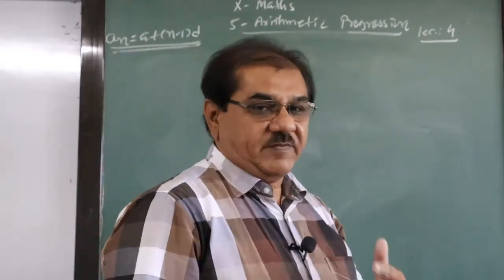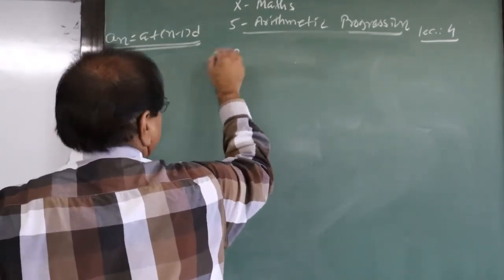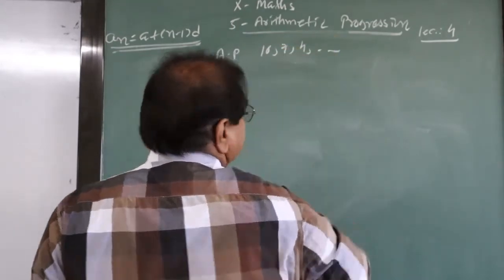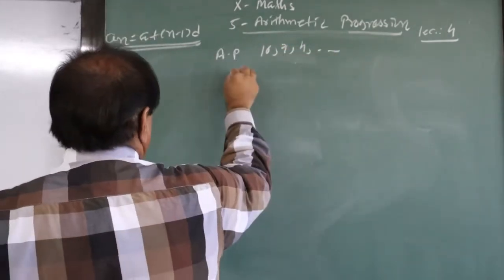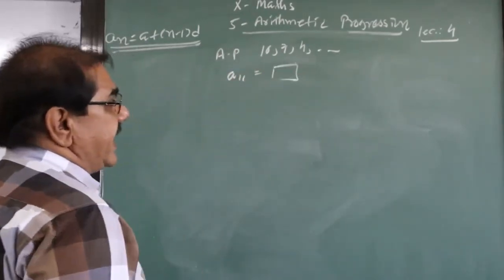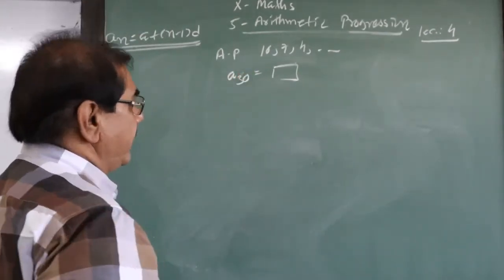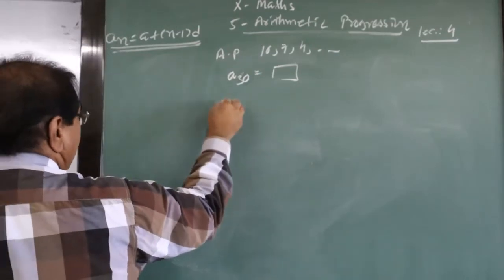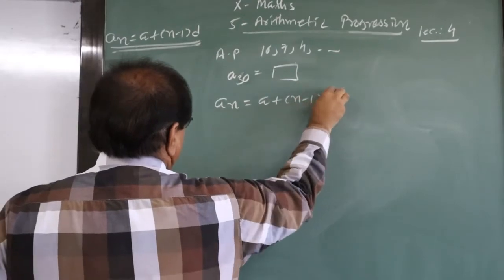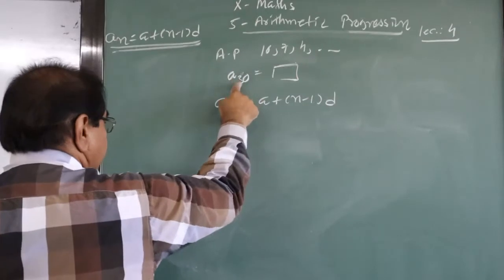We take two examples of MCQ type of question. You are given an AP: 10, 7, 4 and so on. And you want to find out the 30th term. So A30 you want to find out. Okay? Plug in the formula. An is equal to A plus n minus 1 into D. An, it is 30 we want to find out.